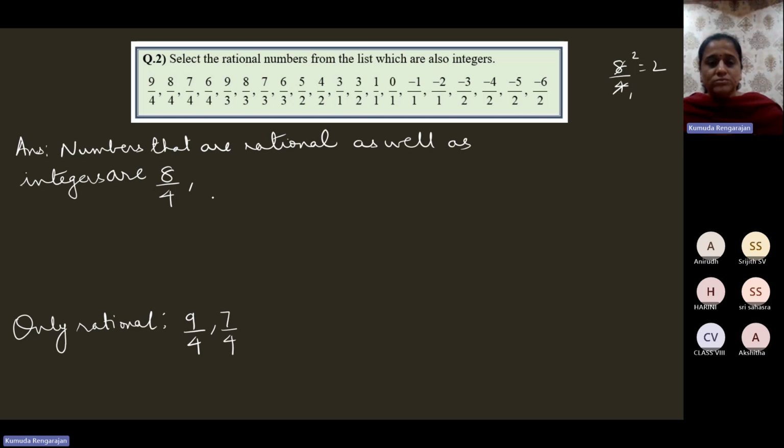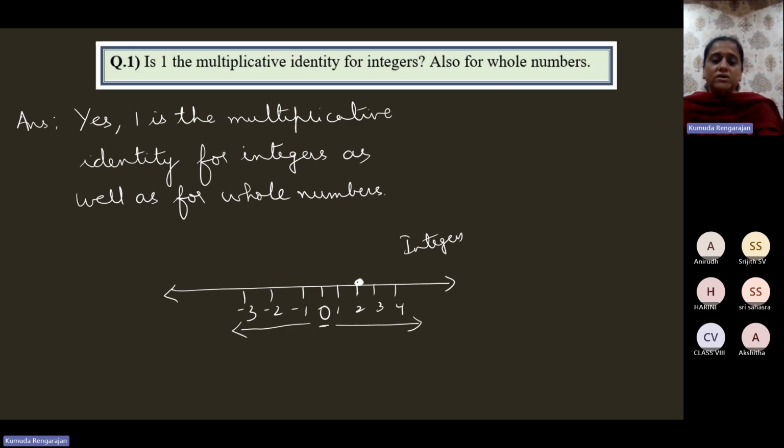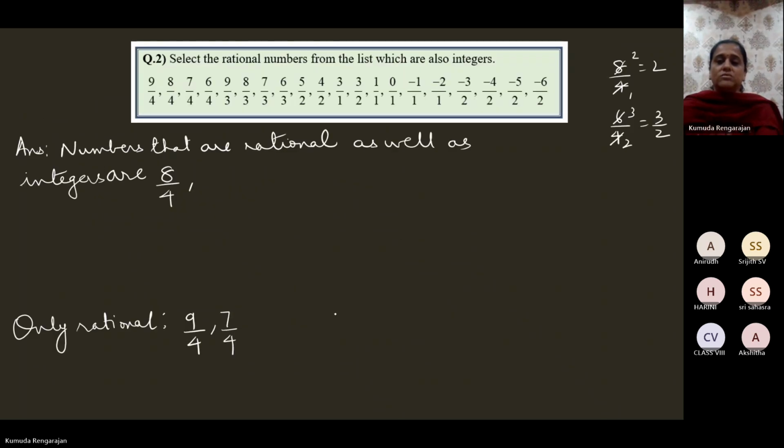6 by 4: rational number as well as integer? 6 by 4 reduces to 3 by 2. See here on the number line: 1, 2, 3, 4, minus 1, minus 2, minus 3, minus 4, and 0. So 6 by 4 reduces to 3 by 2, so it is only rational.